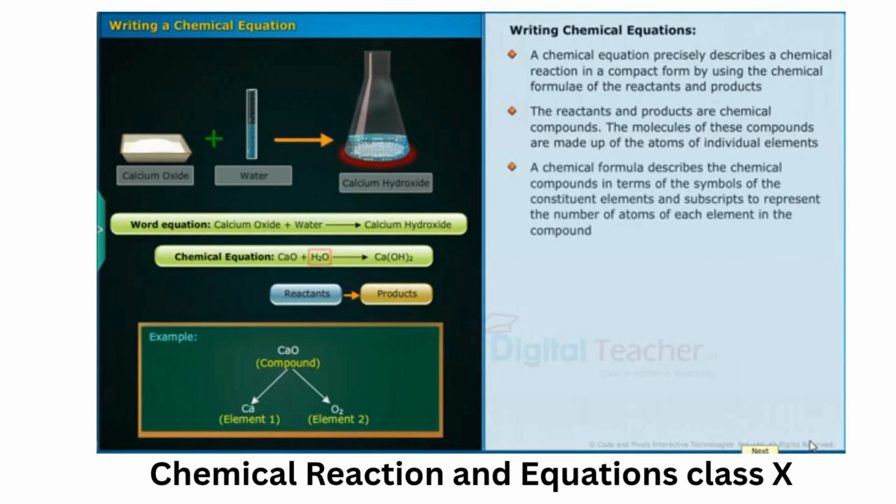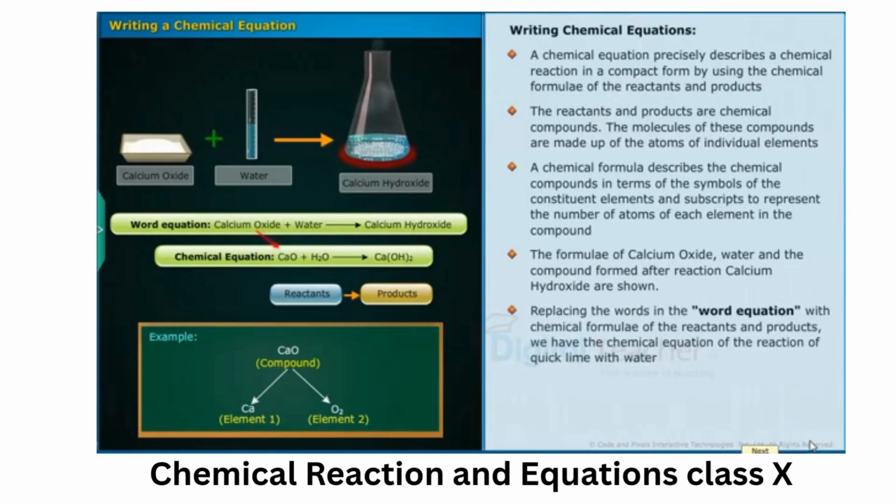A chemical formula describes the chemical compounds in terms of the symbols of the constituent elements and subscripts to represent the number of atoms of each element in the compound. The formulae of calcium oxide, water, and the compound formed after reaction, calcium hydroxide, are shown. Replacing the words in the word equation with chemical formulae of the reactants and products, we have the chemical equation of the reaction of quicklime with water.